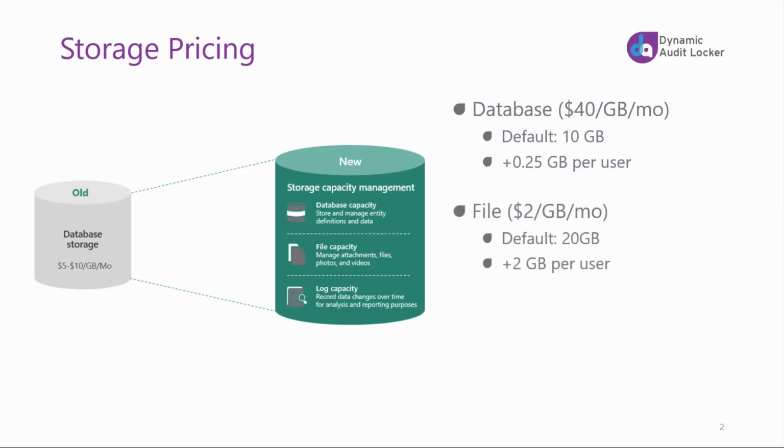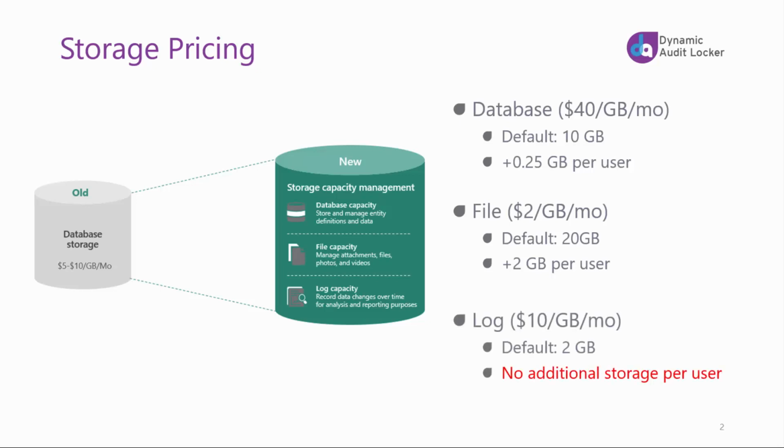There's file capacity, which covers the file attachments to notes and activities, which you get 20 gigabytes to start with, plus 2 gigabytes per licensed user. Additional file storage costs $2 per gigabyte per month. And there's log capacity, which is for your audit history, which each tenant gets just 2 gigabytes, with no additional capacity per user. Additional log storage is $10 per gigabyte per month.